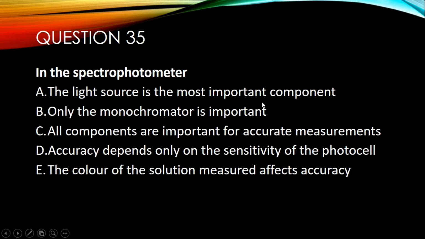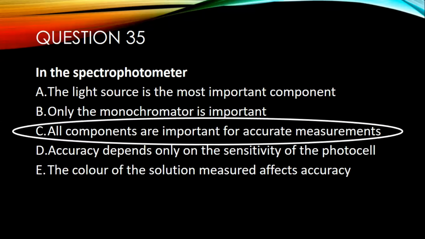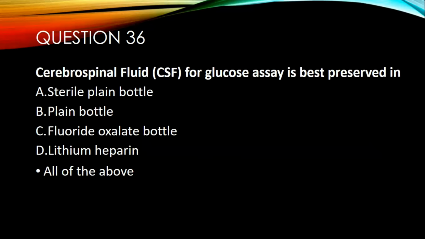So question 35. In the spectrophotometer, A, the light source is the most important component. B, only the monochromator is important. C, all components are important for accurate measurements. D, accuracy depends only on the sensitivity of the photocell. E, the color of the solution measured affects accuracy. That is the answer.